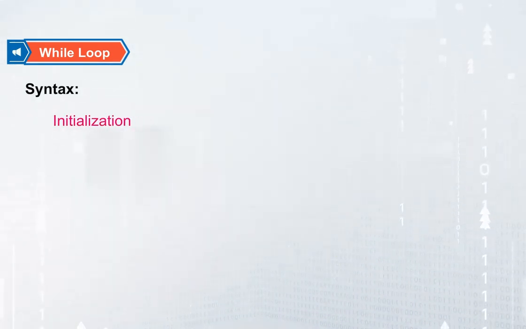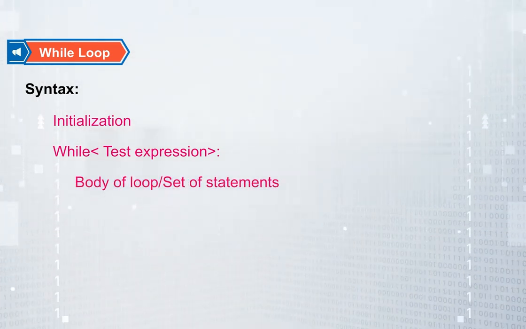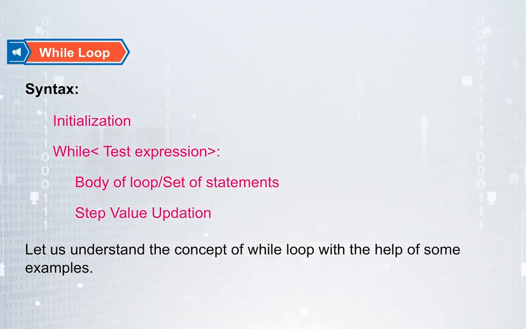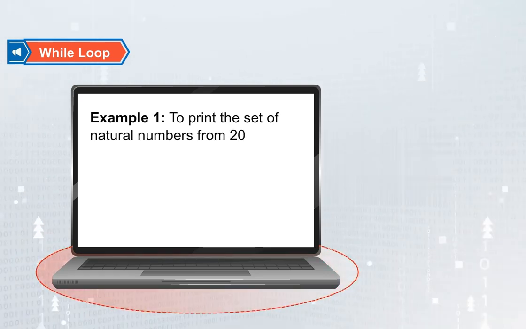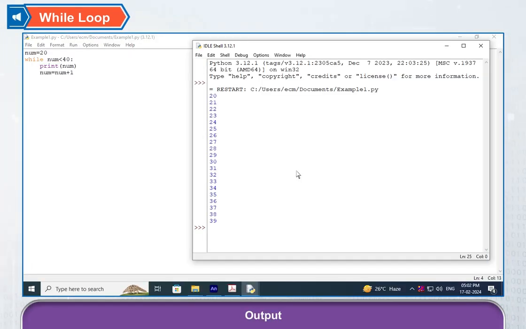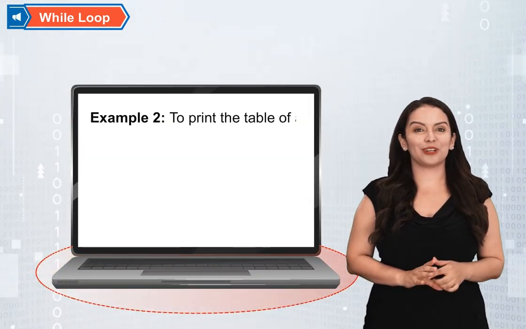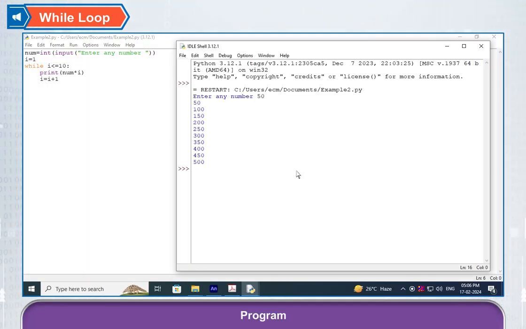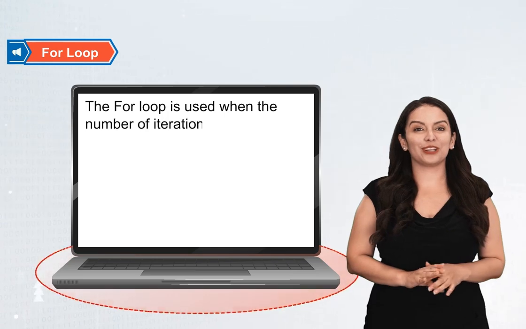Syntax: initialization, while, test expression, body of loop or set of statements, step value updation. Let us understand the concept of while loop with the help of some examples. Example 1. To print the set of natural numbers from 20 to 40. Program. Output. Example 2. To print the table of a given number. Program. Output.